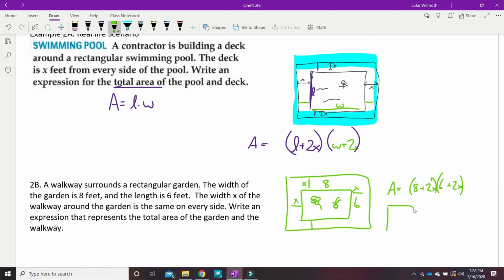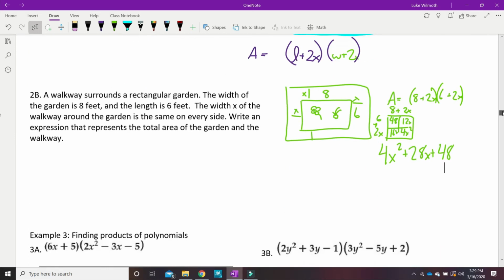I would just do my area. 8 plus 2x and 6 plus 2x. 48, 12x, 16x, and 4x squared. My final answer would be 4x squared. Let's add these up. 28 plus 48. It didn't ask me to do that, but if they ask you to do it.